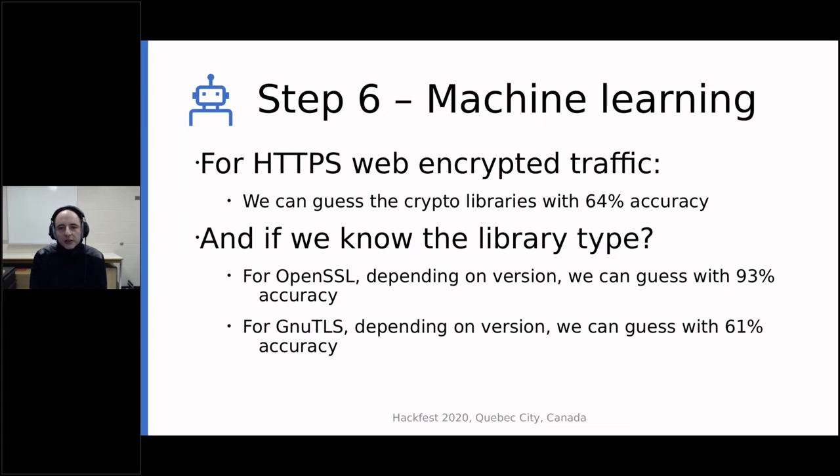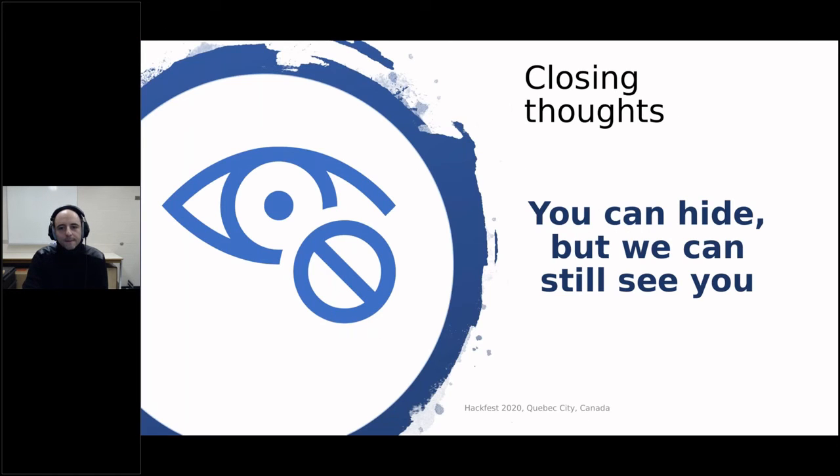So here we use standard Python machine learning tools, and we can guess which kind of crypto library they use 60% of the times. And depending on which kind of information they disclose, we can know from 60 to 93% of which kind of library they use, specific on version, subversion, major and minor. So why is this interesting or why is this relevant? Because all this is hidden, but it's still in plain sight.